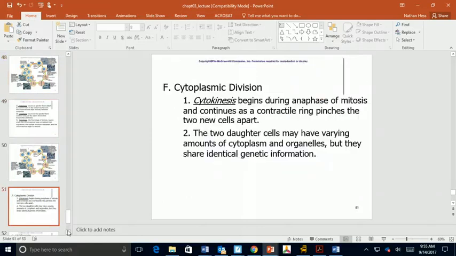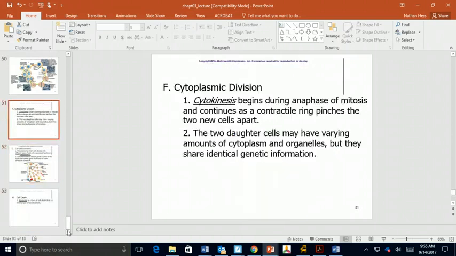Excellent. And again, all of the organelles have to go in, right? We can't leave all the mitochondria over in one and none in the other, or we have no energy. We can't leave all the ribosomes in one and none in the other, or that way we can't make any proteins. Does that make sense? Excellent. Any questions with that cell cycle?